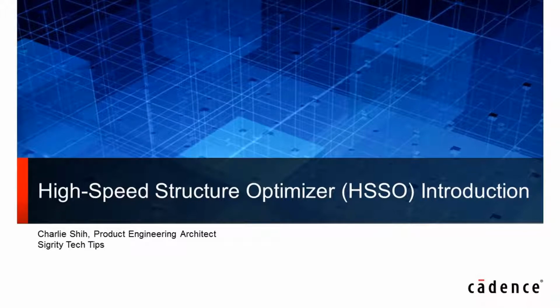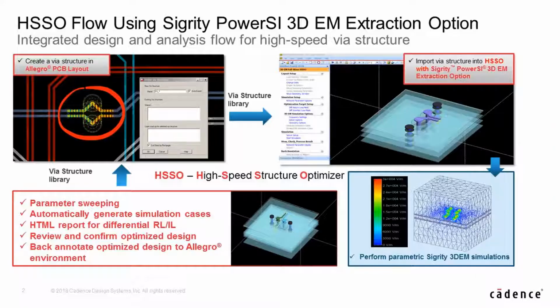Thanks, Anyu. I am pleased to introduce Sigrity 3D EM High-Speed Structure Optimizer for via optimization and serial link designs. 3D EM HSSO integrates with Allegro for a complete high-speed via structure design and analysis flow. A via structure is a reusable element that contains via pad stack, trace segments, as well as anti-pad clearance. Via structures can be created in Allegro and saved to a library, which you can import into 3D EM HSSO flow for optimization and analysis.